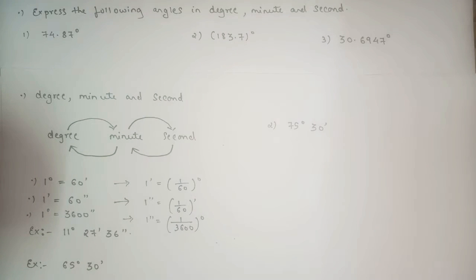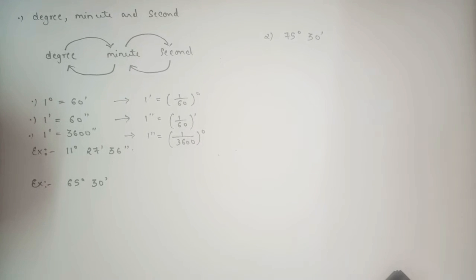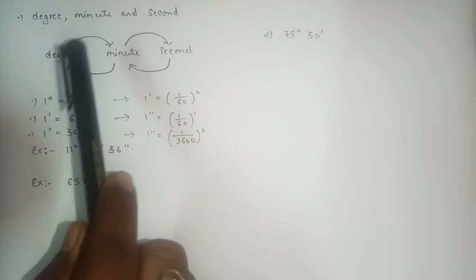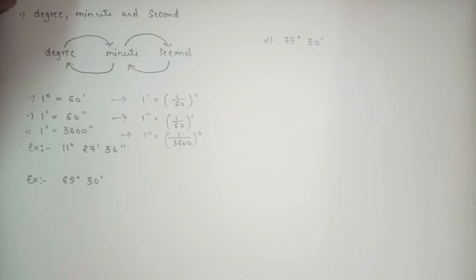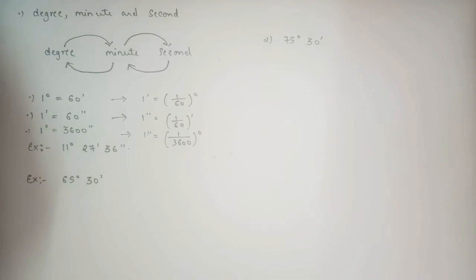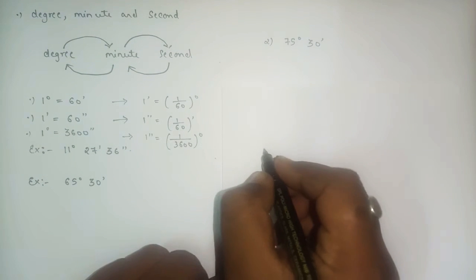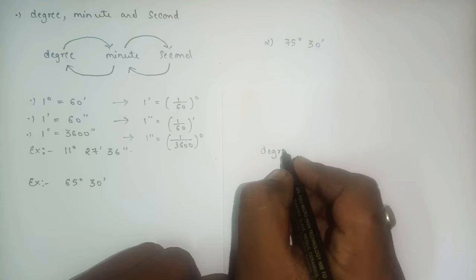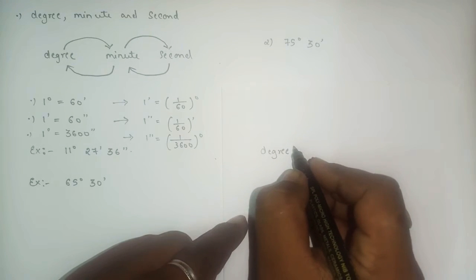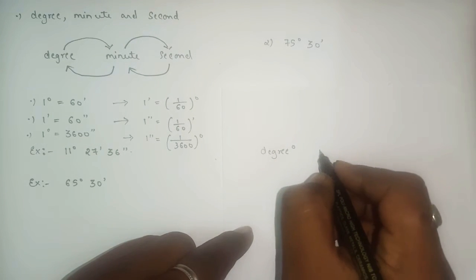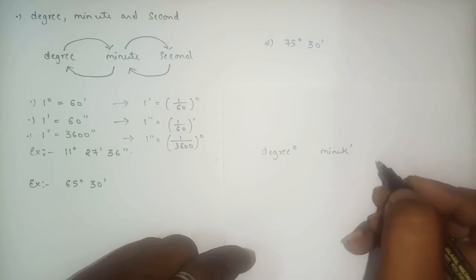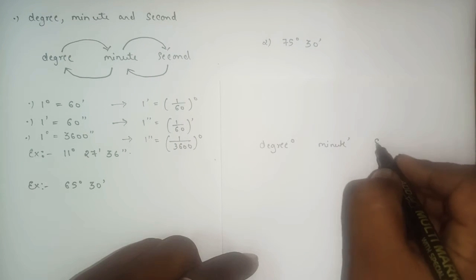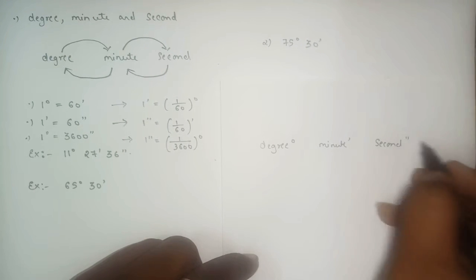So before that we must know how to convert degree to minute and minute to second. So let's begin with the concept here. To convert degree to minute, here we'll write degree. We know that the symbol which we use for degree is a small raised circle, for minute the symbol is a single dash, and for second we use a double dash.